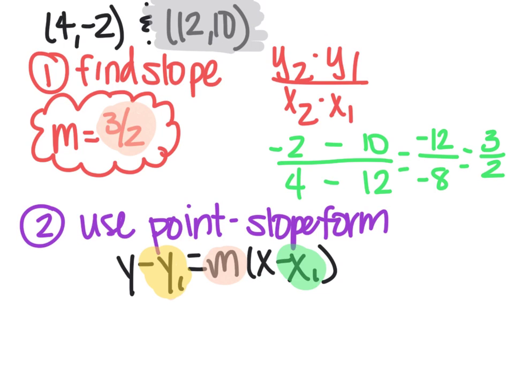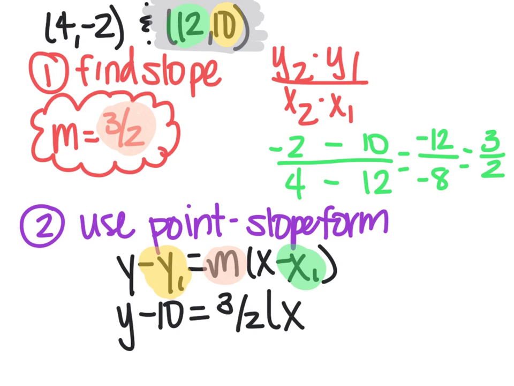So in (12, 10), my x value is 12 and my y value is 10. So that tells me what I'm going to be plugging in. So I'm going to rewrite this. Instead of y1, I'm going to put minus 10 because remember we always are going to change our sign. Equals, instead of m, I know that m is 3 over 2. And then x, and instead of x1, I'm going to put minus 12. Because again, I'm going to change my sign. So remember, up here 12 was positive, down here 12 is negative. Up here 10 was positive, down here 10 is negative.